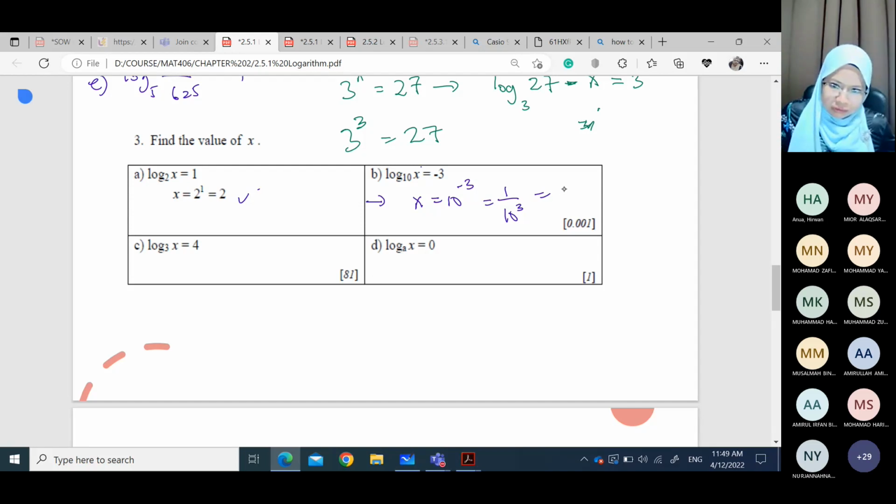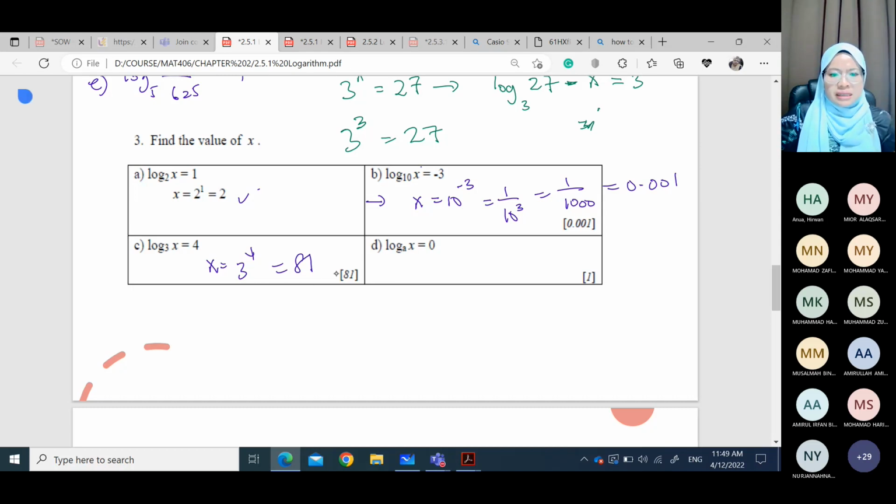1 over 1000. In decimal, 0.001. Macam tu cari nilai x dia. Okay? Boleh? Cuba tengok C. So C, log 3, base dia 3. The value here is x equal to 4. So x equals to 3 to the power of 4. So 3 to the power of 4 equal 81. So x is 81.